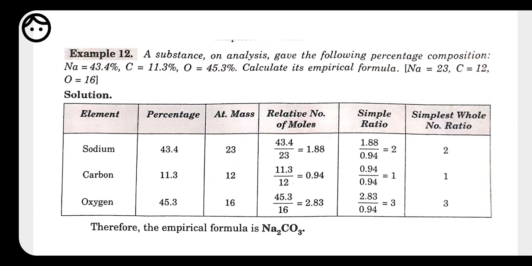With the help of this simple whole number ratio, we are going to generate the empirical formula. How? The symbol of sodium is Na, carbon is C, and oxygen is O. For sodium the whole number ratio is 2, so we write Na2. For carbon the ratio is 1, so there is no need to write 1, simply write C. For oxygen 3 is given, so we write O3. Finally we got the empirical formula Na2CO3, and the name of the compound is sodium carbonate.